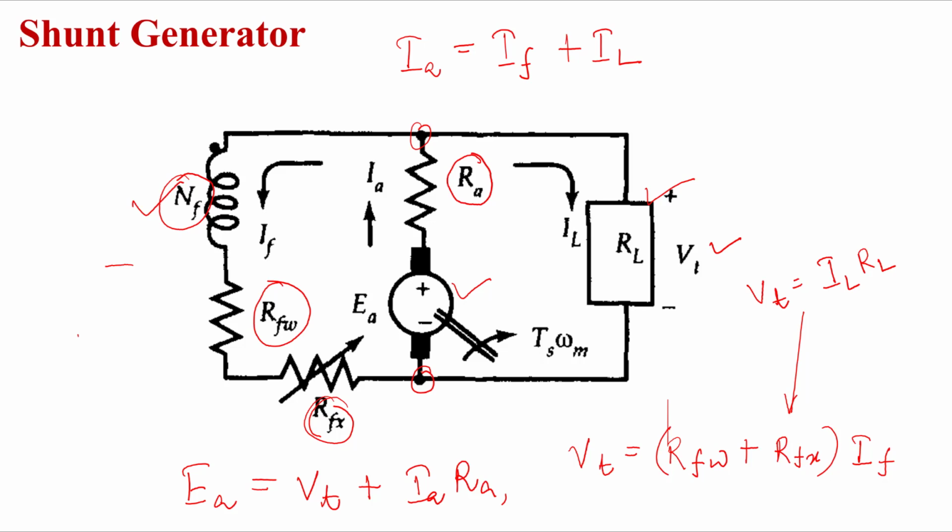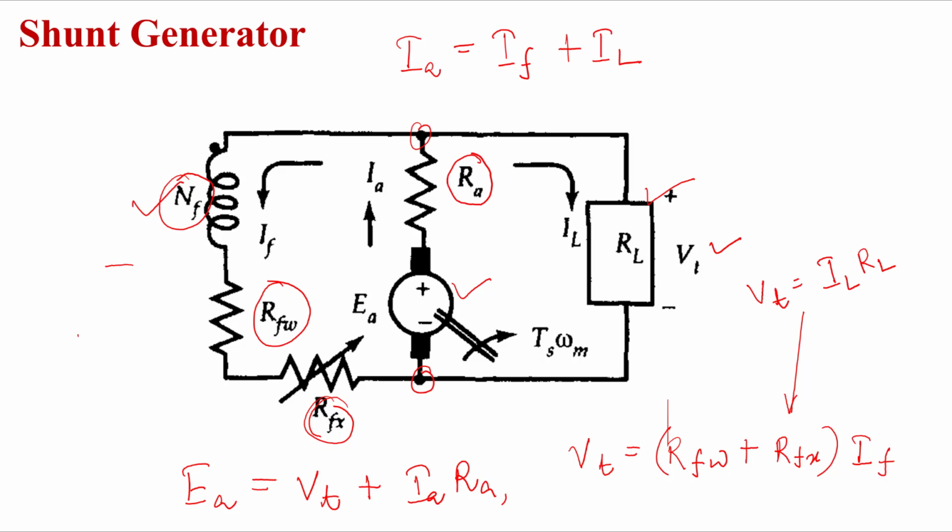Now the question is, when initially the shunt generator will start, suppose what is a generator? Generator means we are rotating the rotor of the generator through the prime mover, right? We are rotating it. Now there is no current in the field winding. How will it develop voltage?